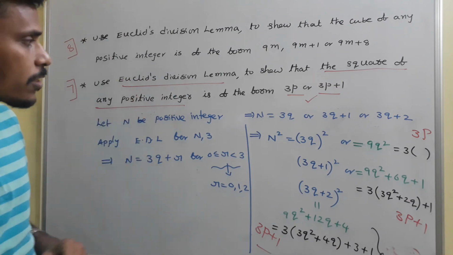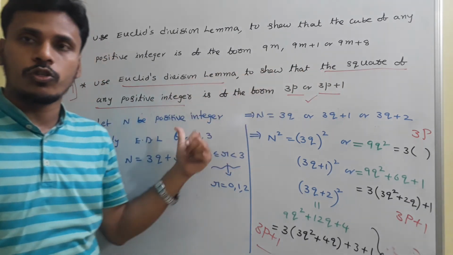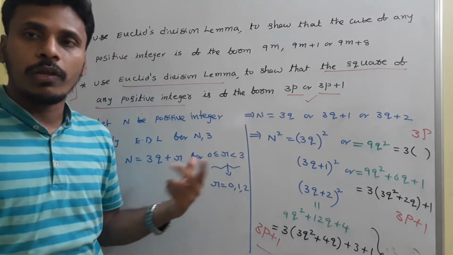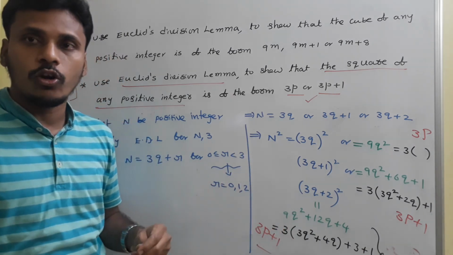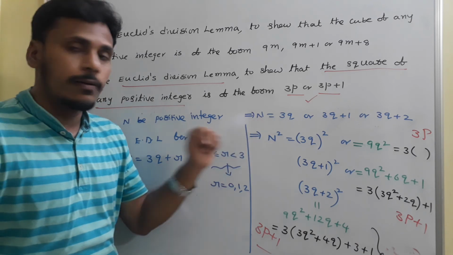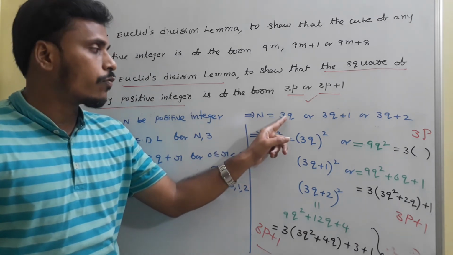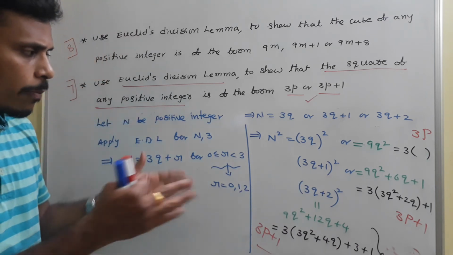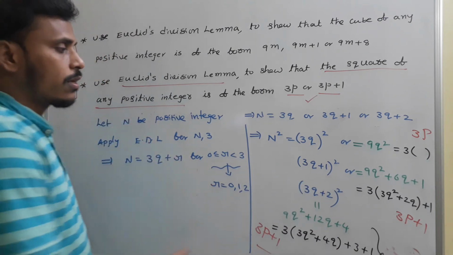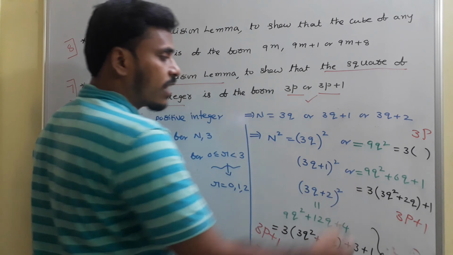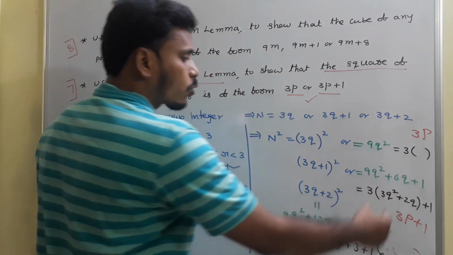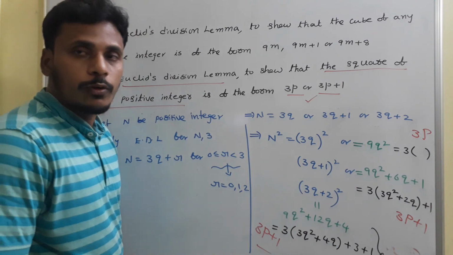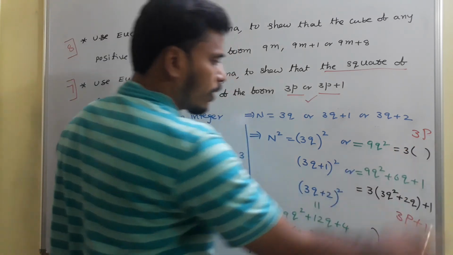But our intention is based on the square of the positive integer, so you need to apply the square for this n. Actually, for previous problems, that situation is not there. So here you just square this n. So n square is the square of the first one or the square of the second one or the square of the third one. You just apply the square for these expressions, and you get 9q square, 9q square plus 6q plus 1, and 9q square plus 12q plus 4. Clearly, the first is 3 into something.